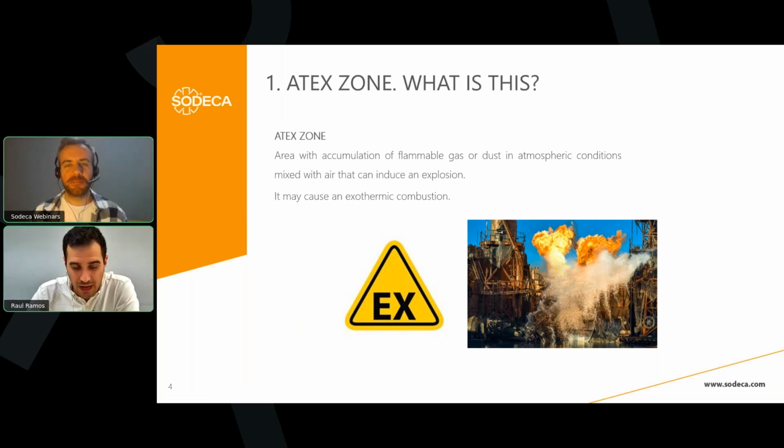Okay. So I was saying, an ATEX zone is an enclosed area where flammable gas or dust accumulates, and under normal conditions can cause an explosion depending on its concentration in the air, releasing a lot of energy instantly. And all such areas are indicated with the hazard sign which you can see here, with a yellow triangle and the letters EX in capital letters.